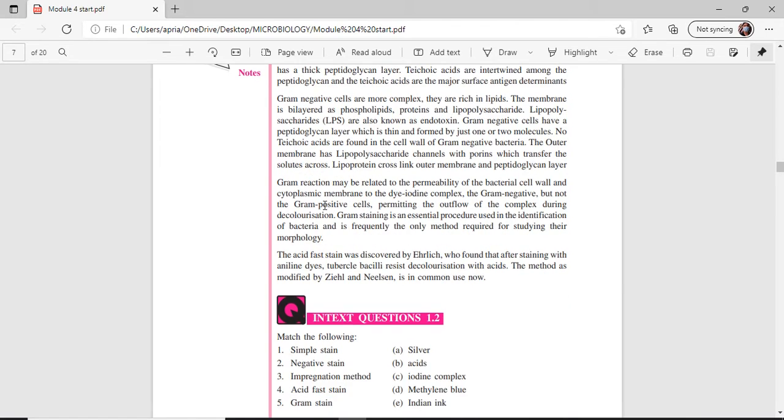Next, we have gram reaction, which is related to permeability. Amo na ang pagsulod sang aton nga dye. The bacteria cell wall and cytoplasmic membrane to the dye iodine complex.